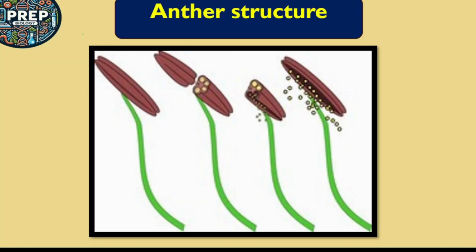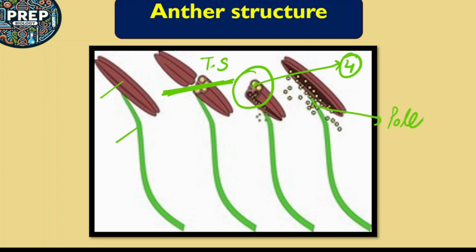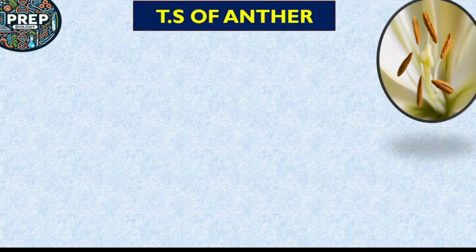Now let's understand from this picture. This is the structure of the anther, and we know this is the filament and this is the anther. We cut the section horizontally or transversely, that is the TS of the anther. How many total chambers do we have inside it? We have 4 chambers inside it. These chambers contain a number of pollen grains when it gets mature. So let's start with a very important topic, that is the TS of the anther.